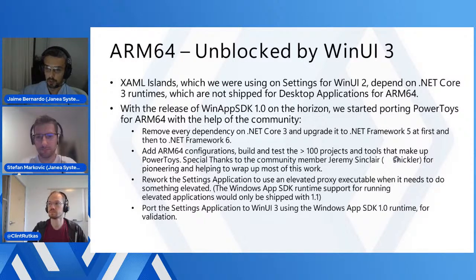So we started by removing every dependency we had on .NET Core 3, and we upgraded it to .NET Framework 5, and then to .NET 6. That was the idea. After that, we started adding ARM64 configurations to build and test the over 100 projects that we had. And I'd like to thank here Jeremy Sinclair. I see he's on the YouTube chat. So thanks a lot. You really ended up pioneering and helping to roll out most of this work. So thanks a lot, Jeremy.